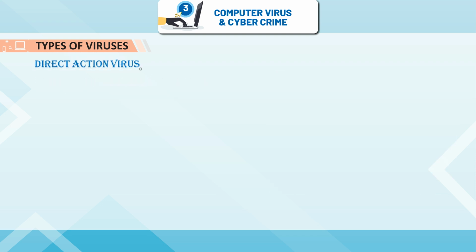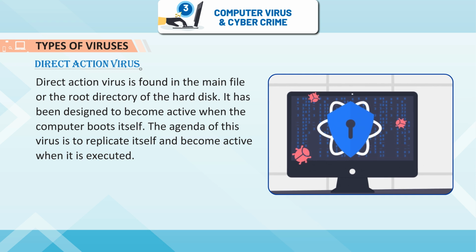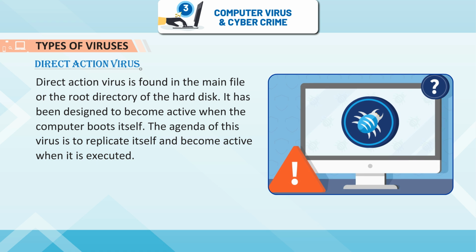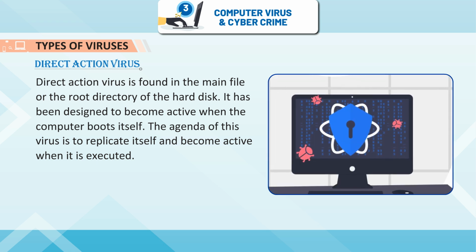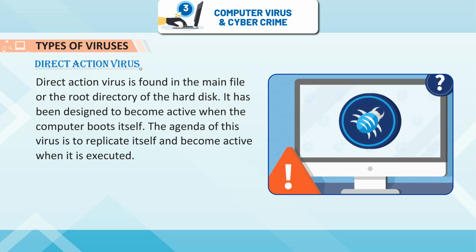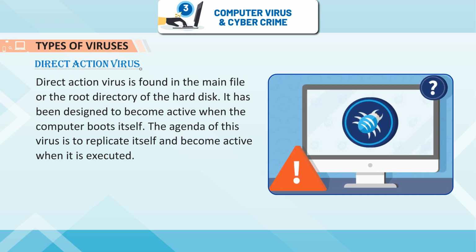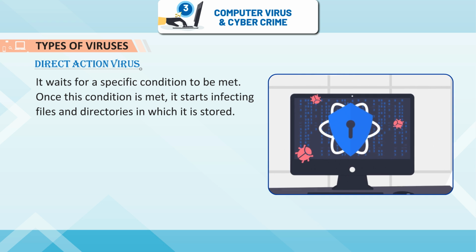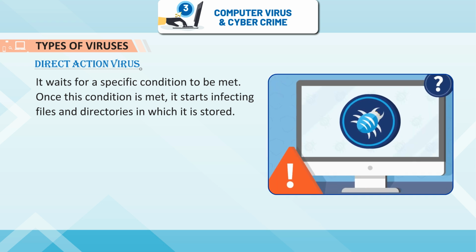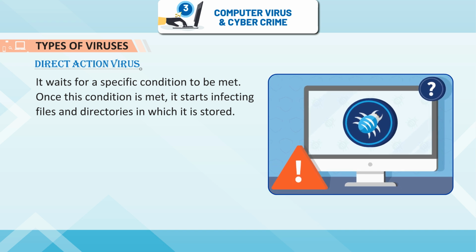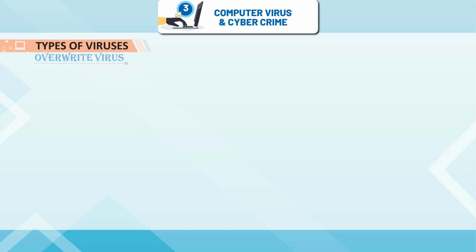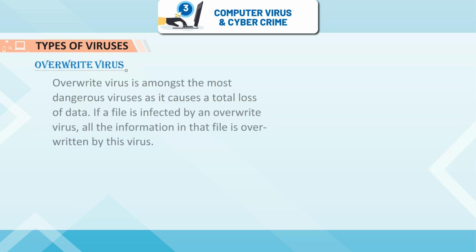Direct action virus. Direct action virus is found in the main file or the root directory of the hard disk. It has been designed to become active when the computer boots itself. The agenda of this virus is to replicate itself and become active when it is executed. It waits for a specific condition to be met. Once this condition is met, it starts infecting files and directories in which it is stored. For example, Rugrat.